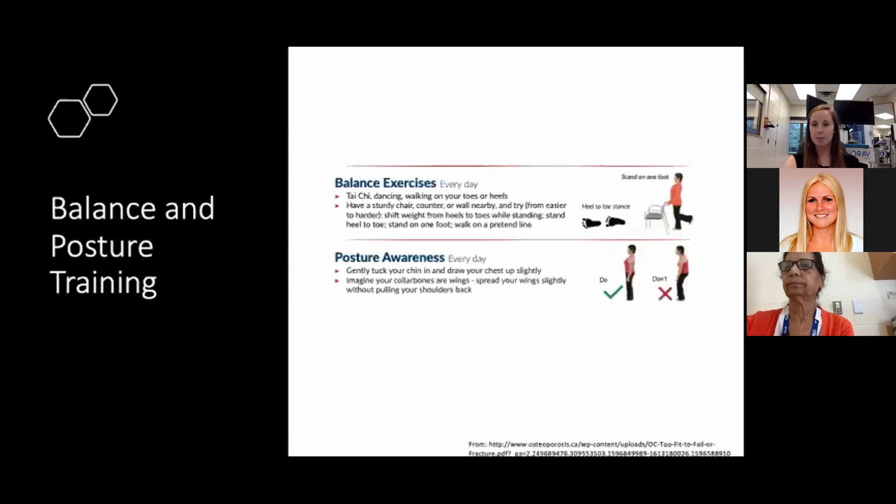Okay, next, balance and posture. This is something that you should be doing every day. So balance exercises like Tai Chi, chair yoga, dancing, and walking on your tiptoes or heels in a safe environment to make sure you're not going to have a fall. As well as posture awareness. So really trying to roll your shoulders back, walking up straight, not gazing at the floor, things like that to try to help your posture and balance to prevent falls.